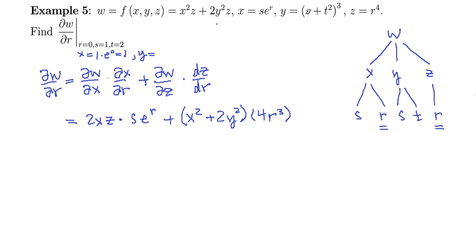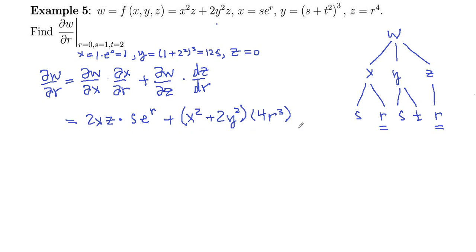Your y will be (s plus t squared) cubed. So s is 1 plus t is 2, so 2 squared, and then that gets cubed. So that's 4 plus 1, 5 cubed, 125. And then your z is r to the 4th, and r is 0. So z is going to equal 0.